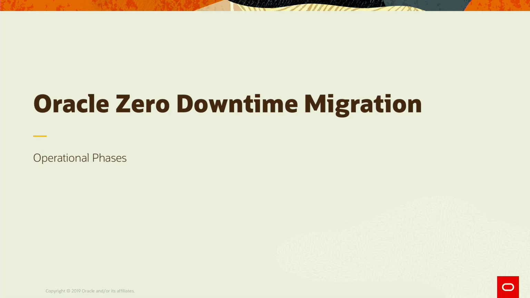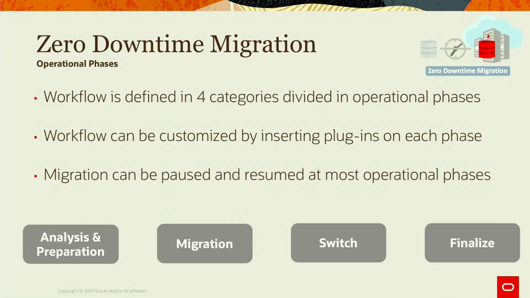Now, for the operational phases, we have 4 specific categories that are divided in operational phases. So the 4 categories are analysis and preparation, migration, switch, and finalize. You saw mostly how it works first in my 8-step explanation, and then in the demo, or the video, we saw. But now I'm going to talk about the 26 stages in each one of them step by step. Now, really important is to say that these stages are comprehensive, but each migration might be different depending on the backup location and the method or where you're actually migrating.